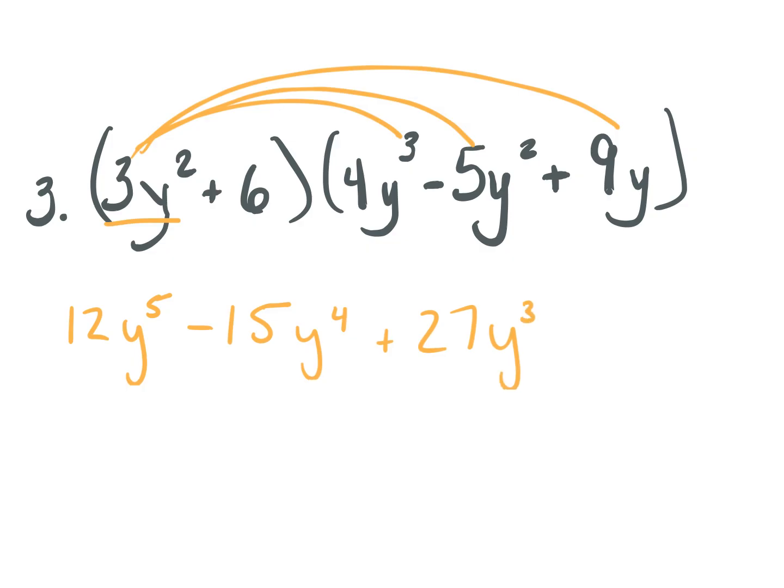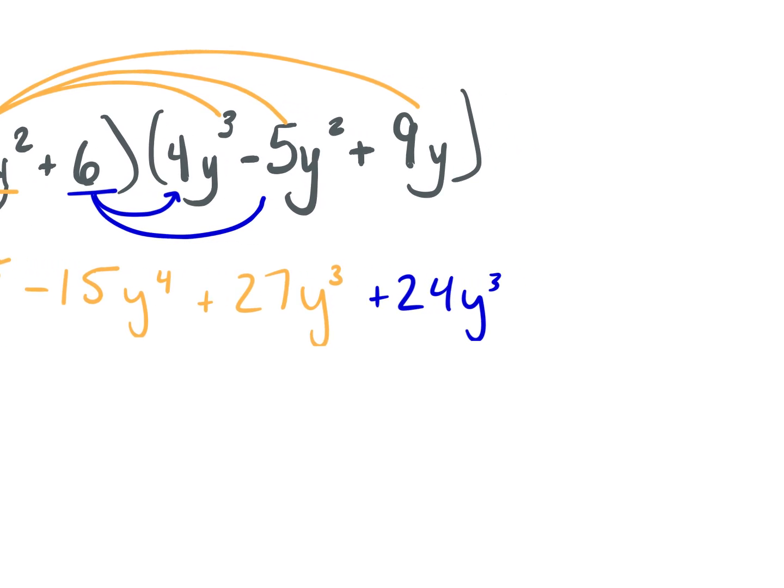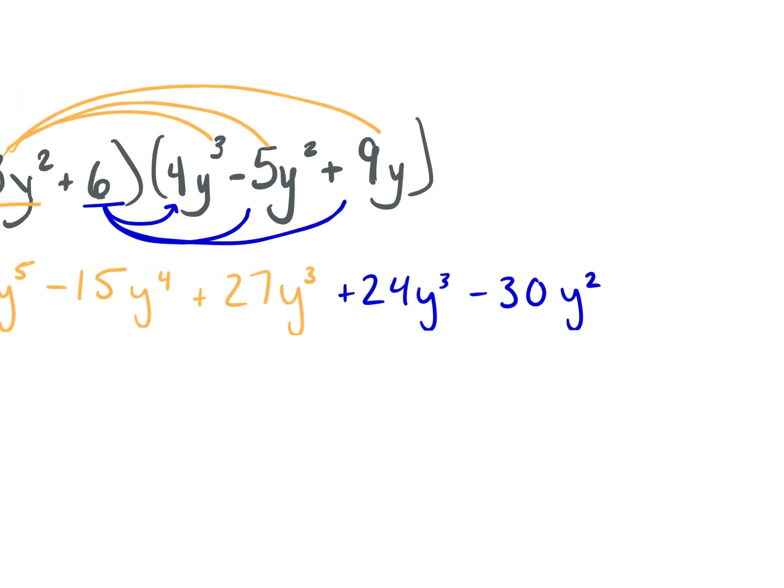Now we have to do the same thing with the 6. We've got to make sure everything in the first parentheses gets multiplied to everything in the second. So with the 6, we have 6 times 4y to the third power. What do we get? Plus 24y to the third power. Then 6 times negative 5y squared. Negative 30y to the second power. And then 6 times 9y. Plus 54y. Awesome.